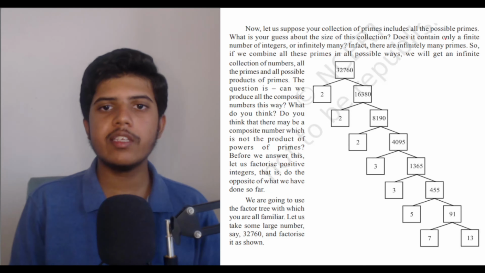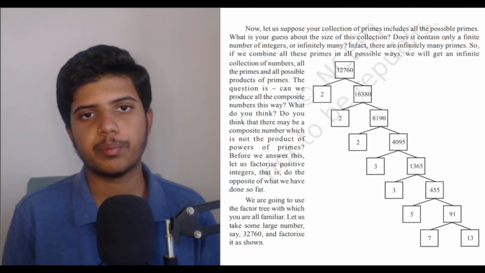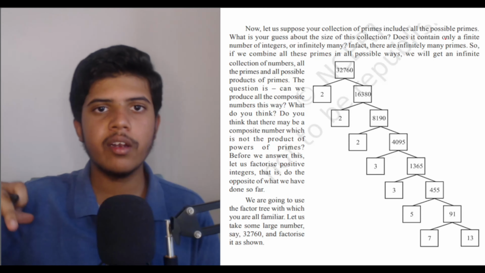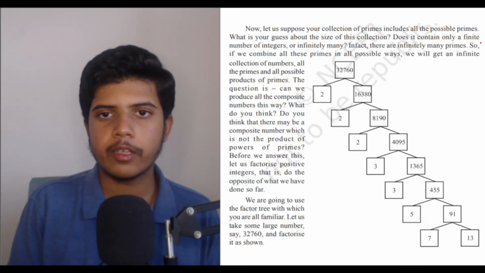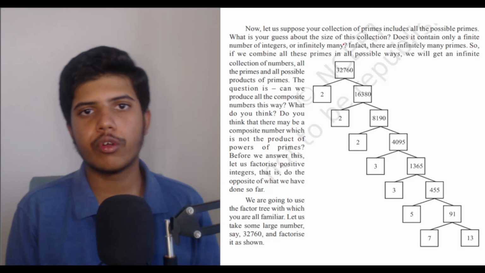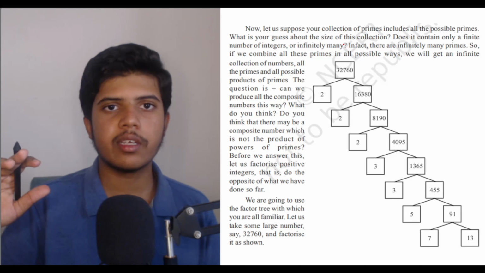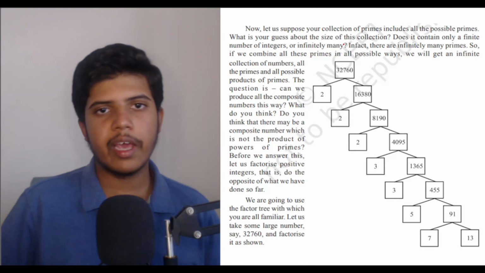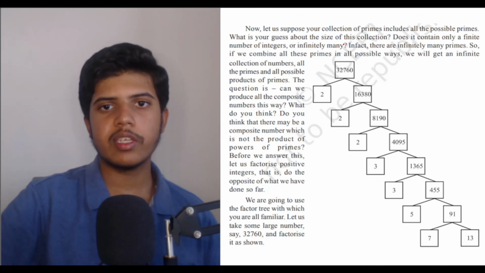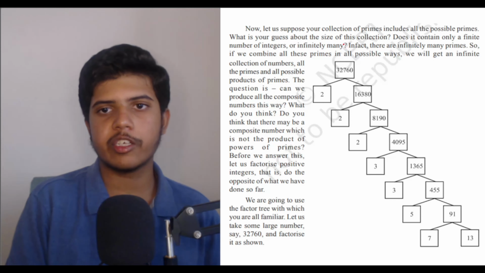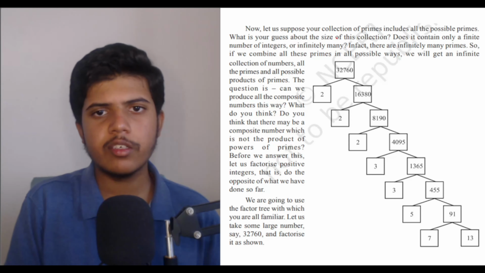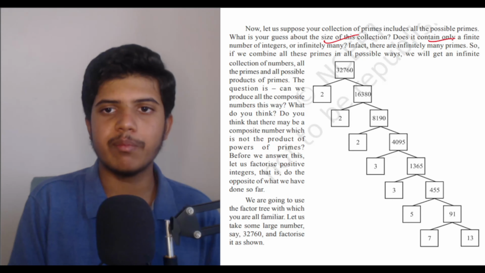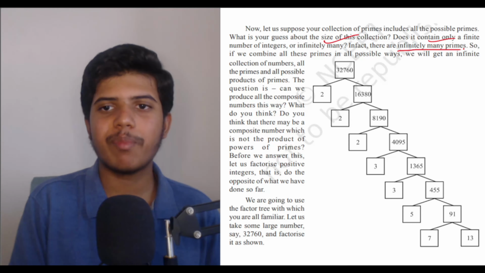What is your guess about the size of this collection? A collection is basically you have infinite primes and you are multiplying them in all possible ways. So what do you think, what size? Say you took 5 primes and multiplied them in all possible ways. There are infinitely many ways, as we just saw. So there itself we have infinitely many numbers. Does it contain only a finite number of integers or infinitely many? Infinitely many. In fact, there are infinitely many primes.